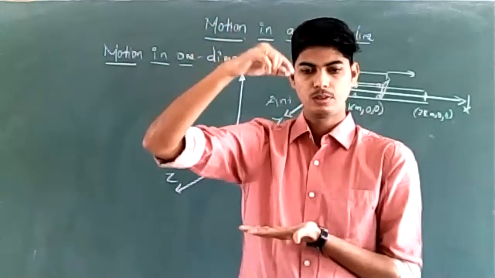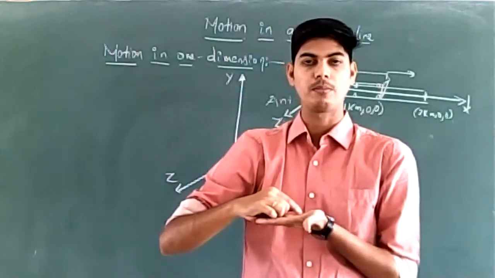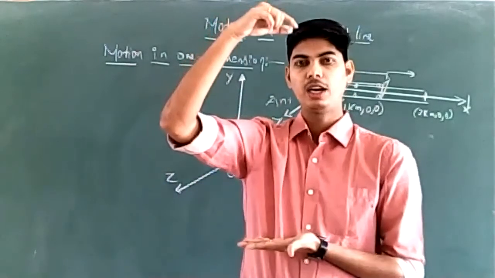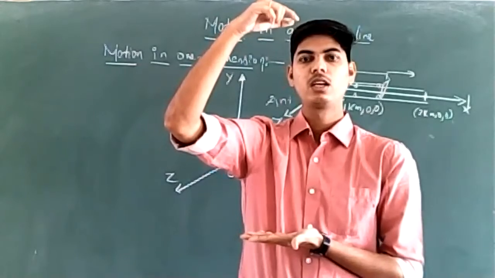Very good. Y coordinate of position is changing with time. However, at this point, we can write coordinates as 0, 5 meter, 0.